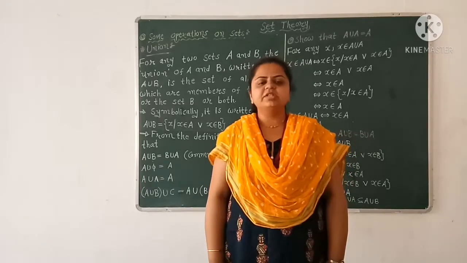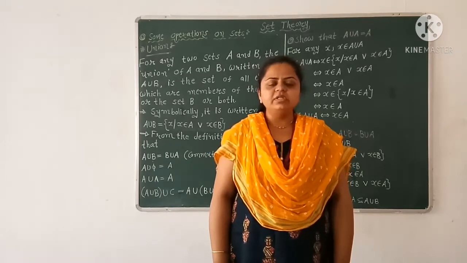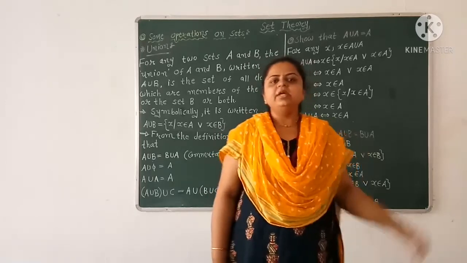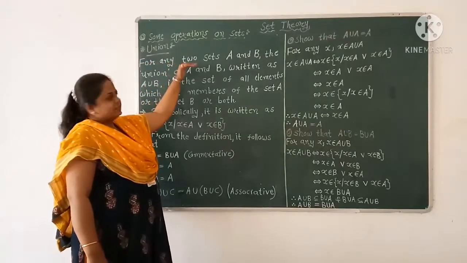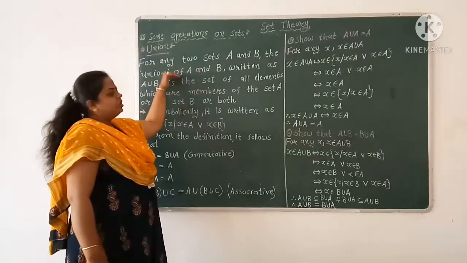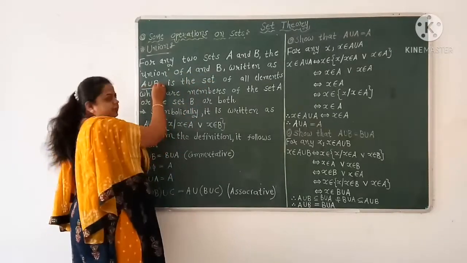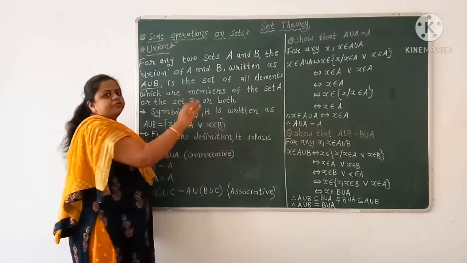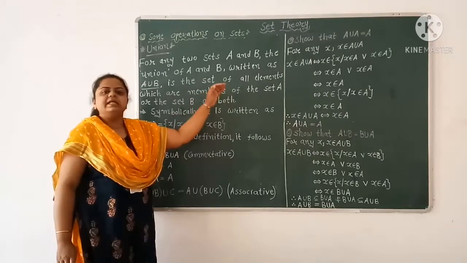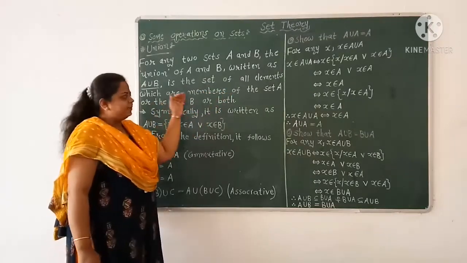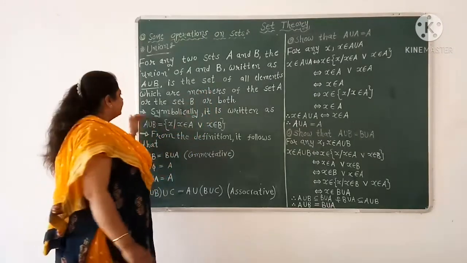In the previous video lecture, we learned about intersection, and today we are going to learn about some other operations, like union. So, what is the union? For any two sets A and B, the union of A and B, written as A union B, is the set of all elements which are members of the set A or the set B or both. That means set A and B.